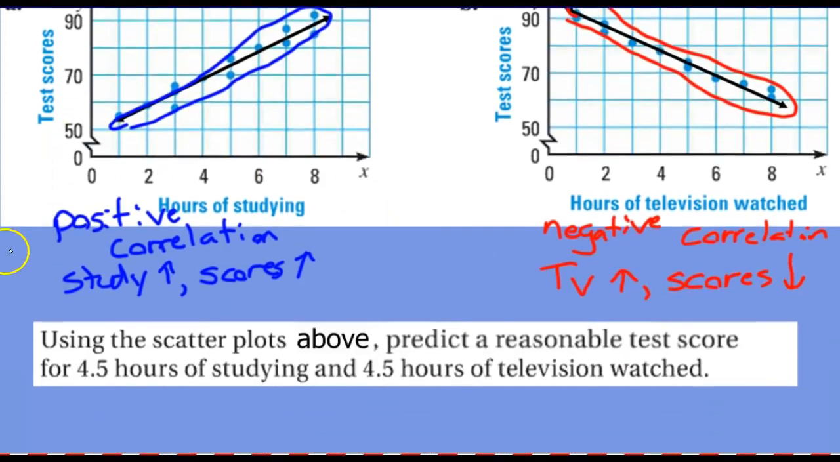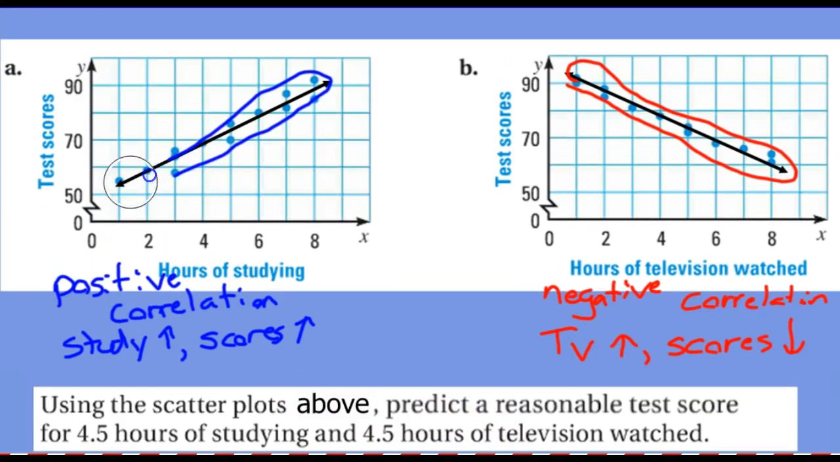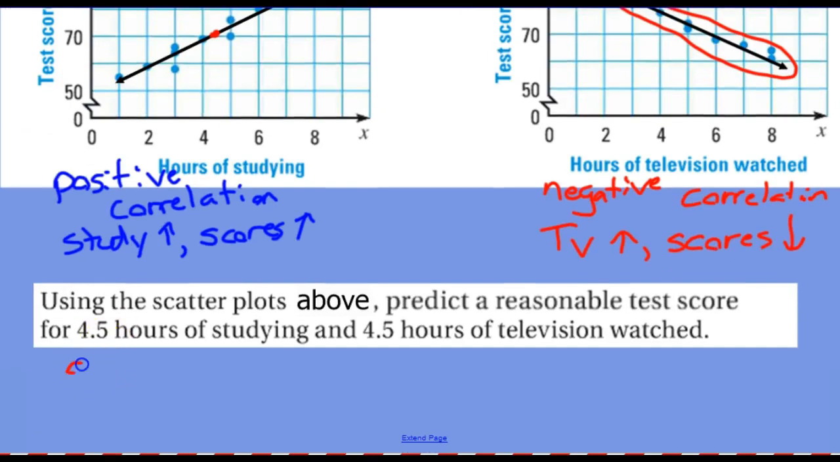Now it says, using the scatter plots above, predict a reasonable test score for 4.5 hours of studying and 4.5 hours of television watched. So if we look at the hours of studying, if I go to 4.5 hours of studying, that could be about here. Then I go up until I hit my test scores. My test scores would be about there. That's about a 70. So for studying, they got about a 70 on their test.